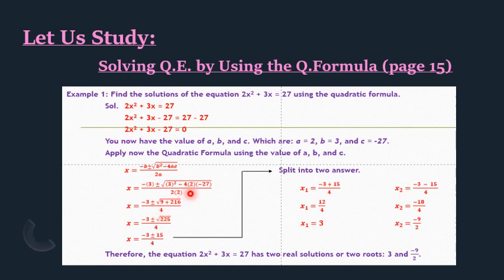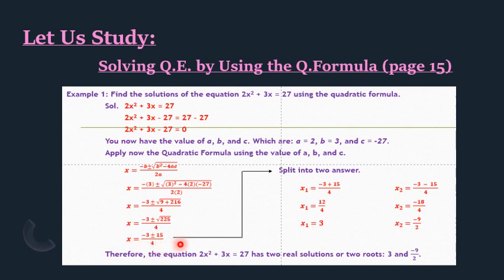Then 4 times 2 times negative 27. Ang answer is 4 times 2 times negative 27, ang answer is negative 216. Okay. Paano man ni, positive times negative. So, negative 216. And take note, naay negative diri, so ang answer ani mahimo siyang positive 216. Then over 4. Then 9 plus 216 is 225. So the square root of 225 is 15. So naa kay negative 3 plus minus 15 over 4.